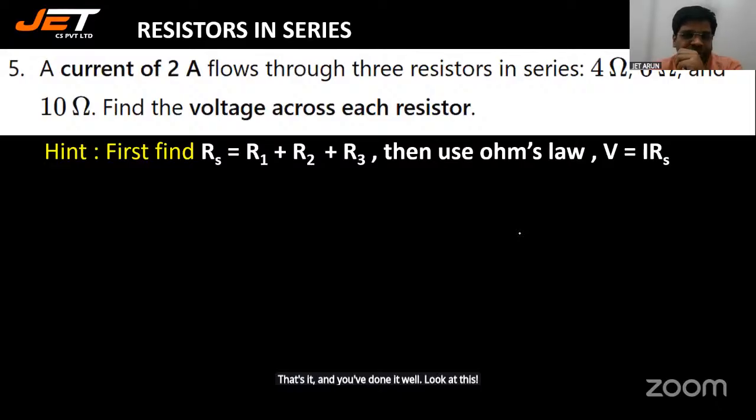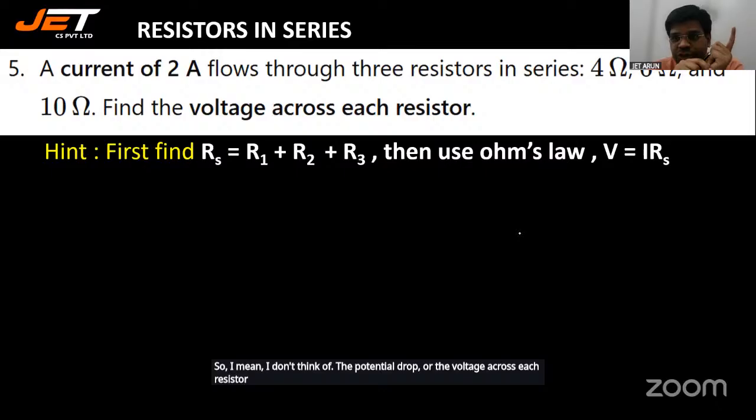A current of 2 ampere flows through three resistors in series. This is a nice one. Find the voltage across each resistor. So I have to think of the potential drop, or the voltage across each resistor, as the current flows through the resistor.